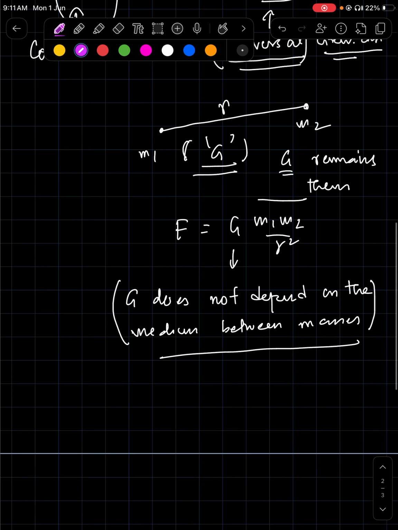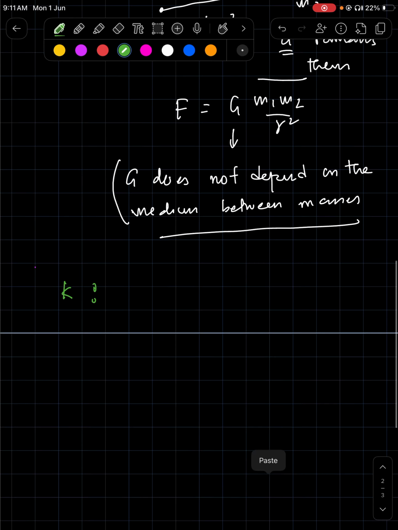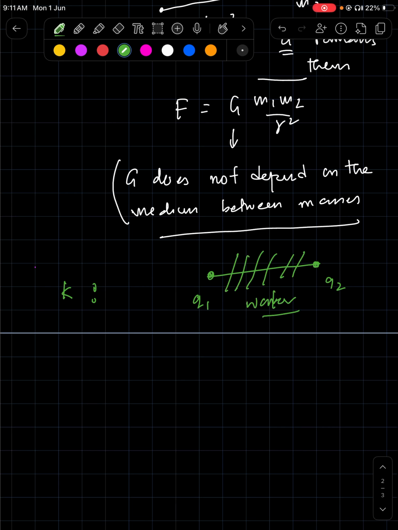But here the K acts totally opposite to the characteristics of G. So what is the characteristic of the Coulomb constant? The Coulomb constant tells us that when the two charges are kept in any other medium, suppose Q1 and Q2 are kept in a different medium, different from the vacuum or air, suppose in between there is water, then the force will be different. That means K actually depends on the medium.